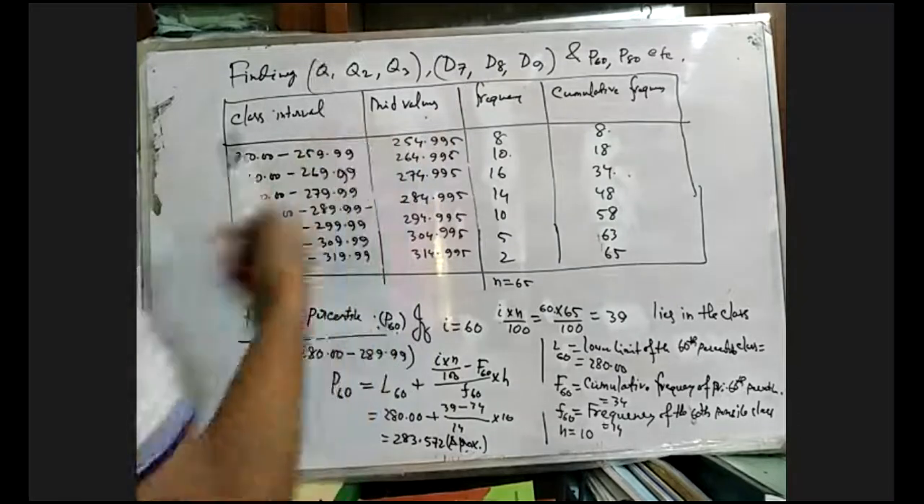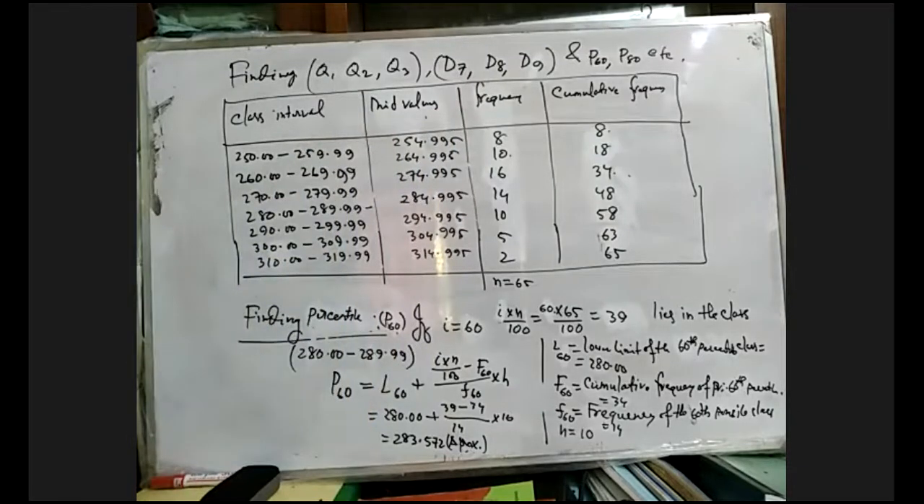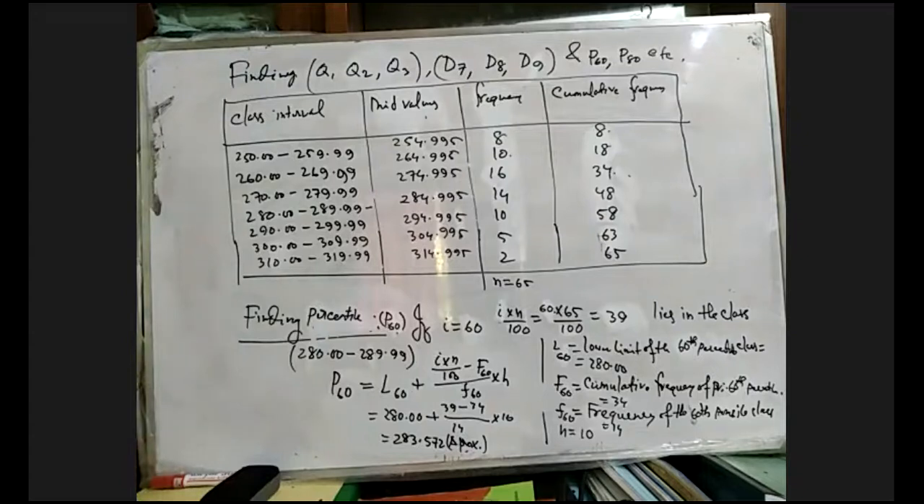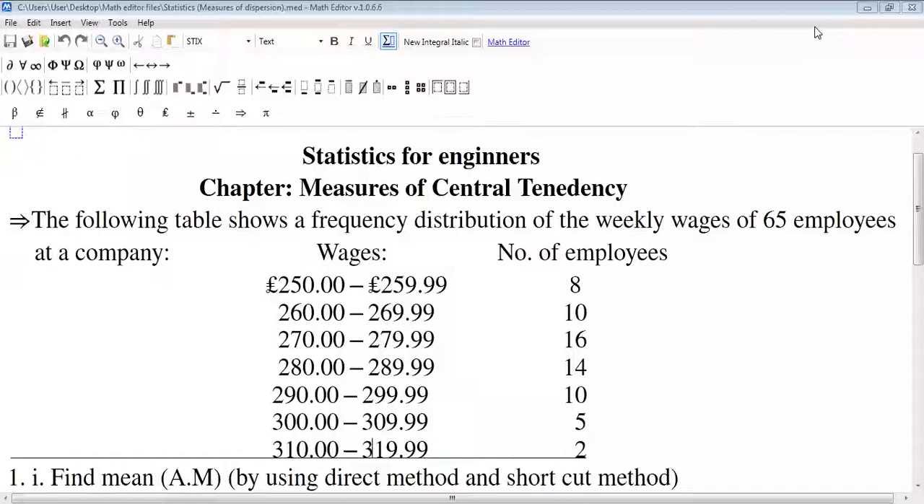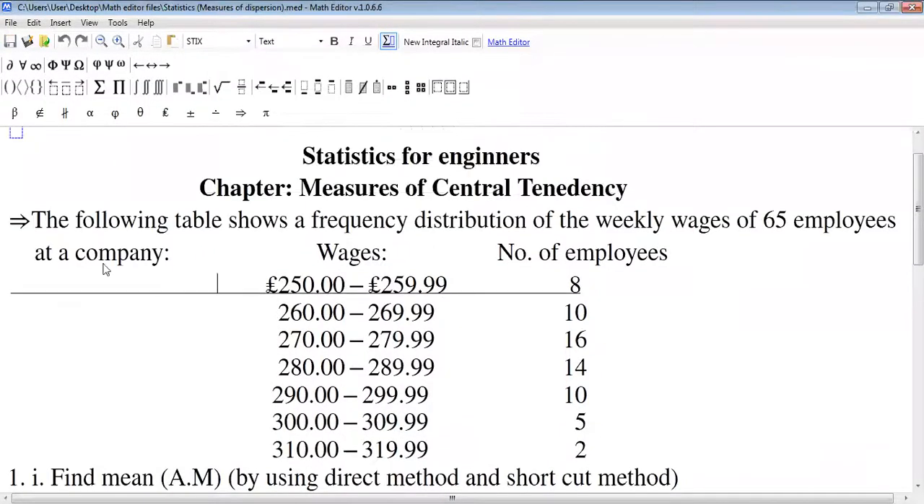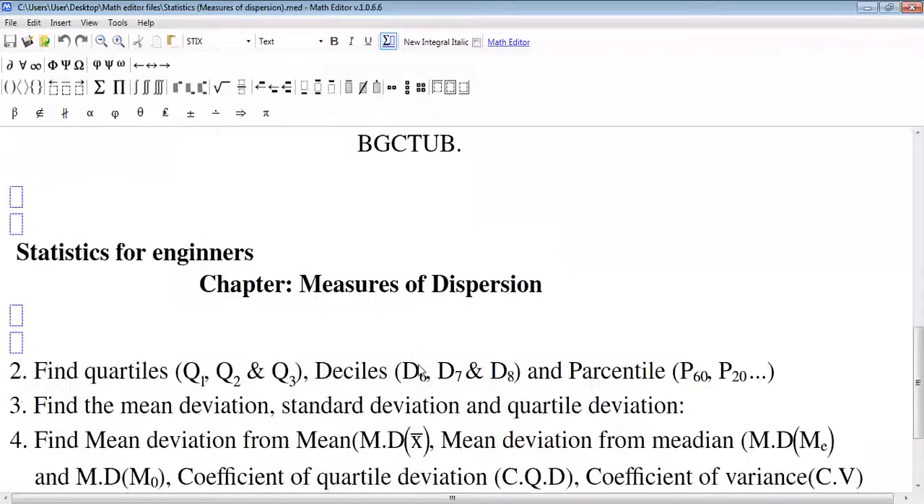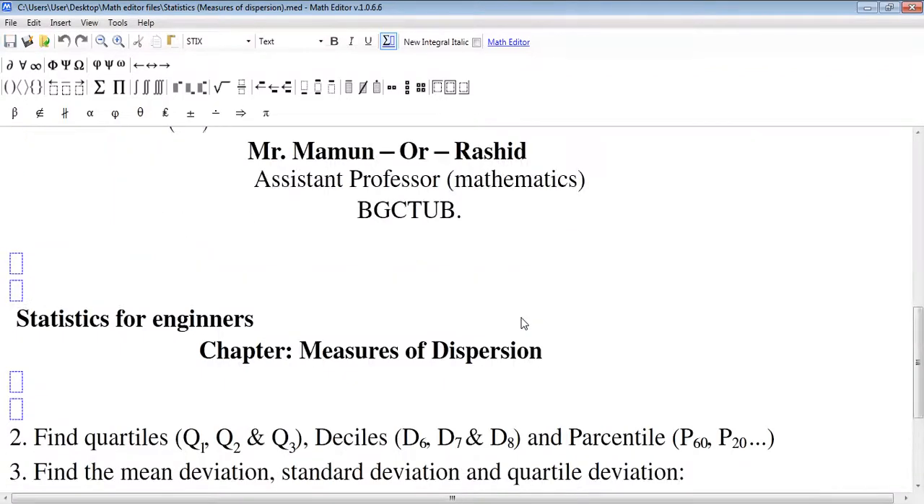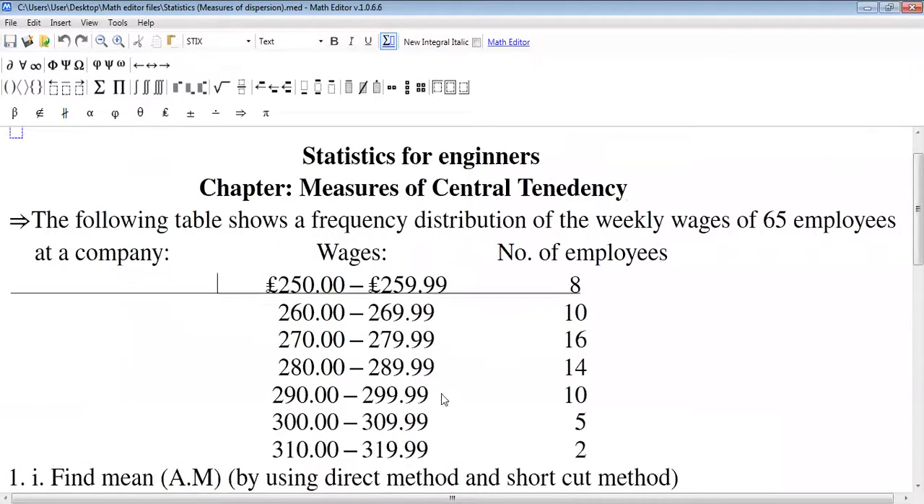So today we have learned how to find quartile, decile and percentile. For this data, we found the answer to the question: find the quartiles Q1, Q2, Q3, deciles and percentiles for this class interval. This is continuous data. Okay, thanks to everybody for this part.